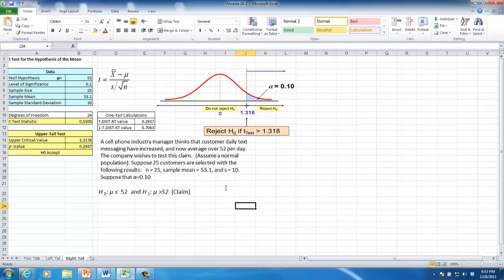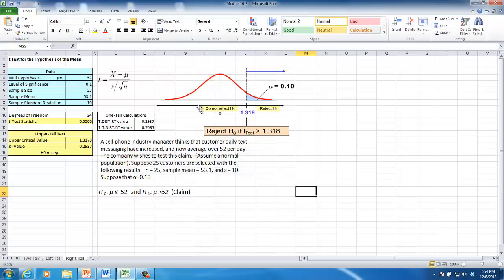Well, after we finish the upper critical value, we know the upper critical value. Next step is to find the test value, which we are going to use this formula: X bar minus mu divided by standard deviation divided by square root of sample size. Now here's the cell where I keep the formula: B7 minus B4 divided by B8, which is standard deviation, divided by square root of sample size B6. So the answer for this is 0.55.